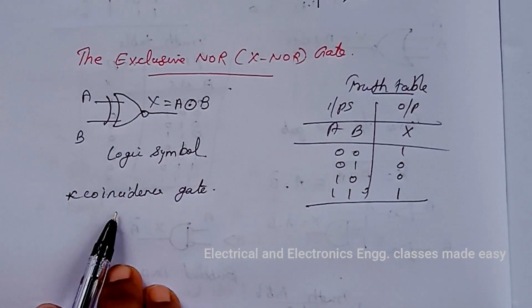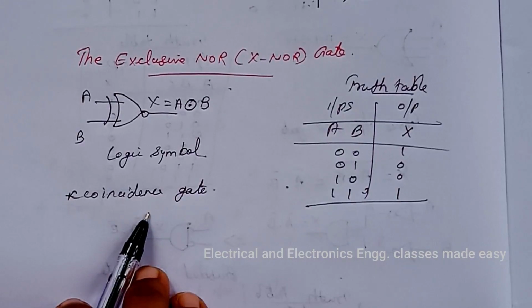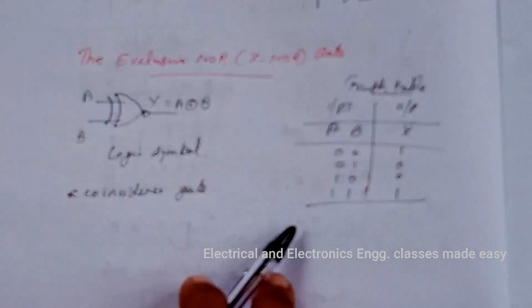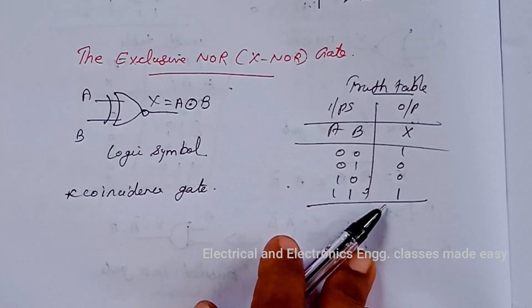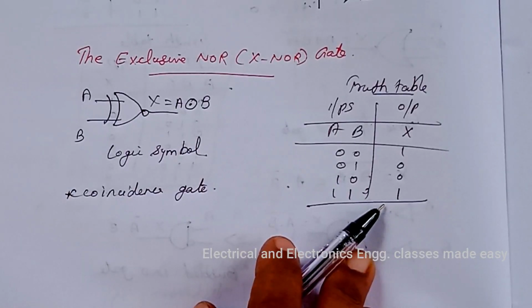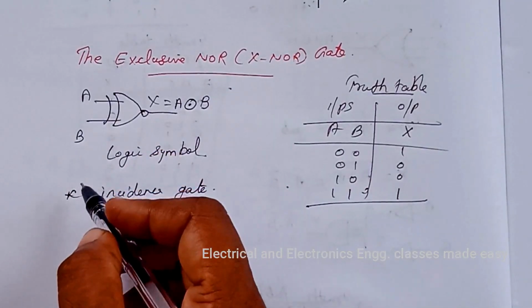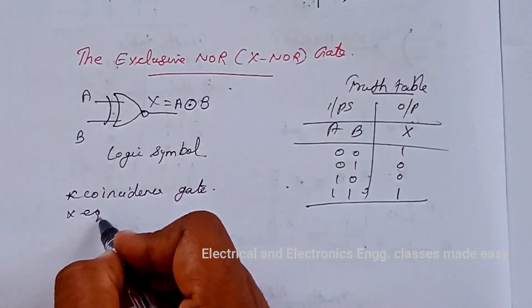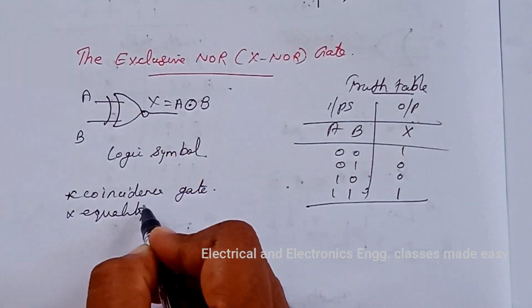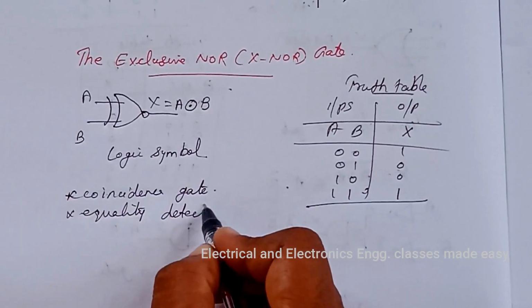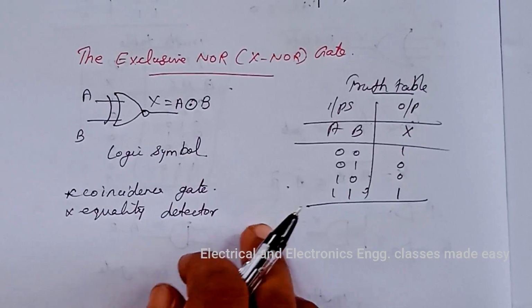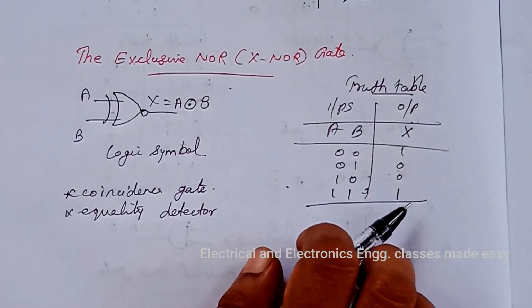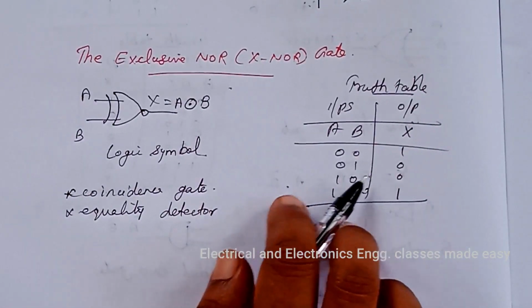It is also called a coincidence gate because its output is 1 only when its inputs coincide. It can be used as an equality detector, because its output is 1 only when its inputs are equal.